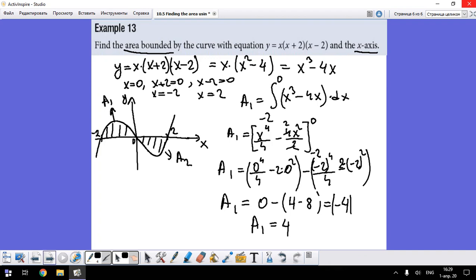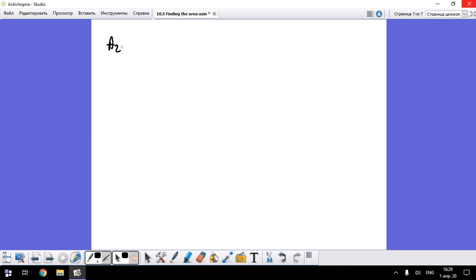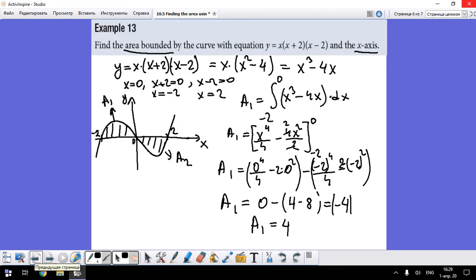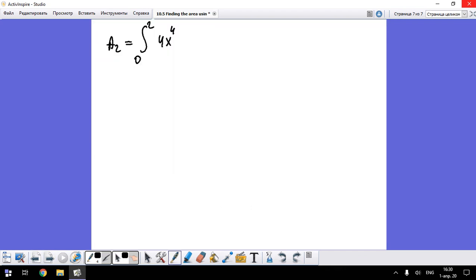Now let's calculate the area 2. Let's continue on the next page. So area 2 must be again from 0 to 2, again 4x, x to the power of 4, sorry, it wasn't, no, just x cubed. So there should be, one moment, 4x to the power of 4, 4 minus 2x squared, and multiplied by dx.